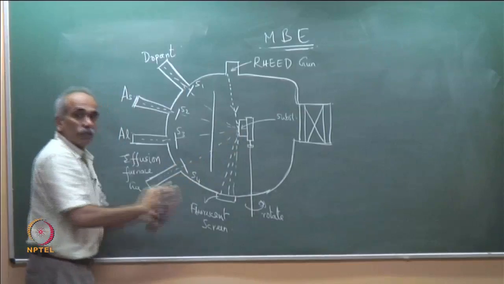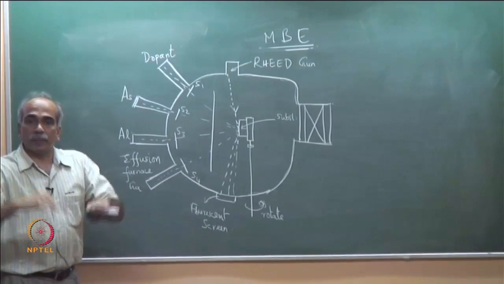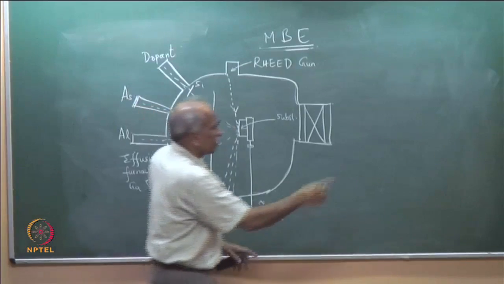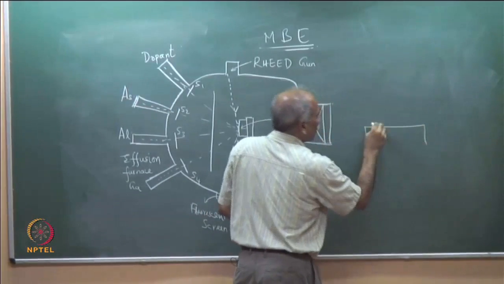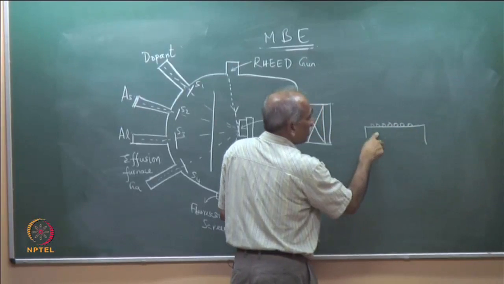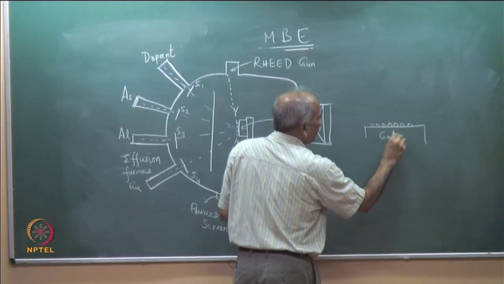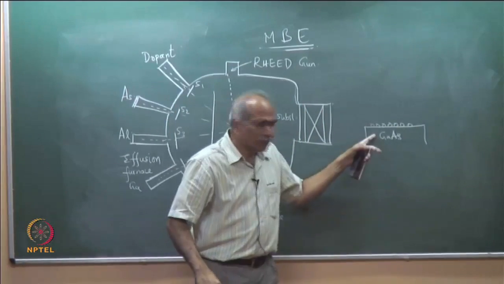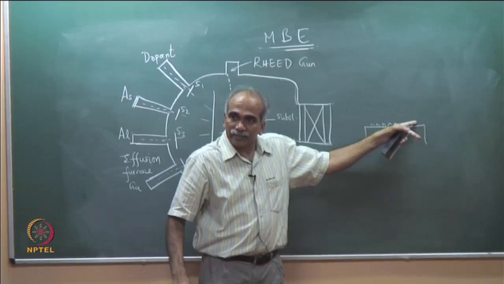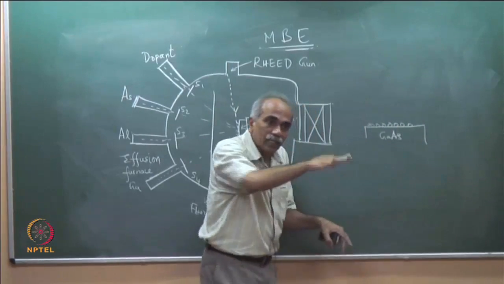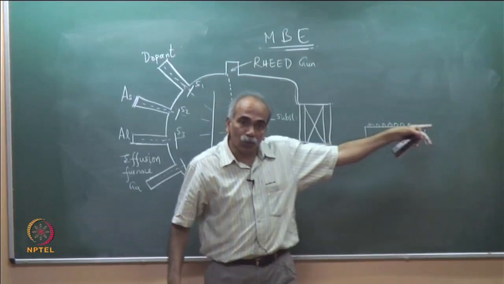The substrate is kept heated at a certain temperature. The atoms which come there arrive on the surface of the substrate, and if this is gallium arsenide, the atoms arrange themselves so that it fits to the gallium arsenide lattice. So, at a time it is growing one layer by layer, that is why you call it monolayer.